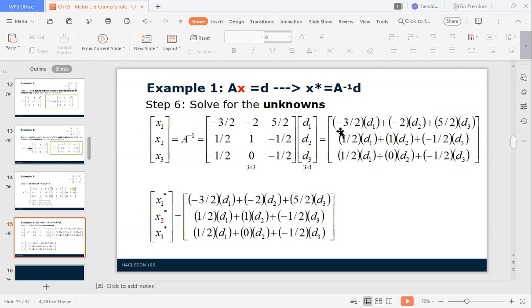So that's row, column, row, column. So that's negative 3 over 2 times d1, plus negative 2 times d2, plus 5 over 2 times d3, and you have an answer.